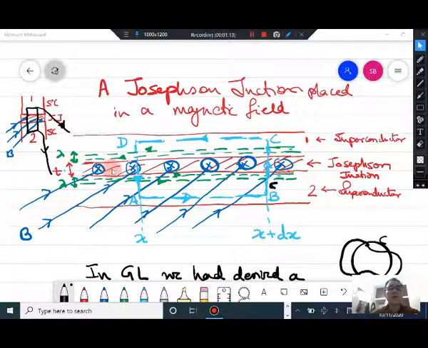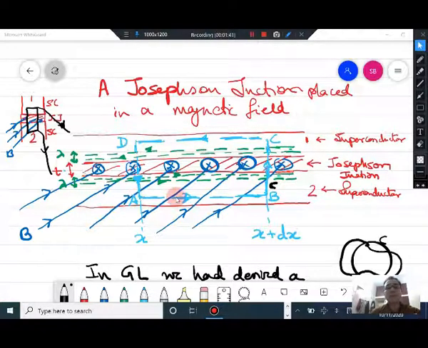Because a little bit of the magnetic field will penetrate up to the penetration depth lambda, the magnetic field will penetrate into the superconductor. So in these regions there will be the screening current which will shield the magnetic field from inside the superconductor. And these magnetic fields will penetrate up to a distance lambda, or the currents will circulate also up to a distance lambda. So this is the basic structure of a Josephson junction placed in a magnetic field.